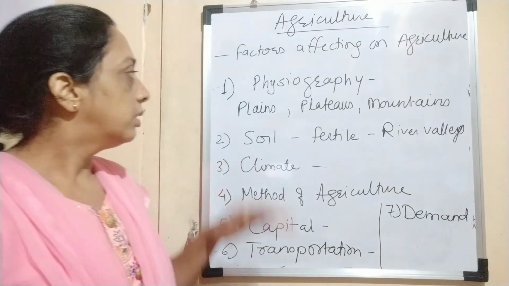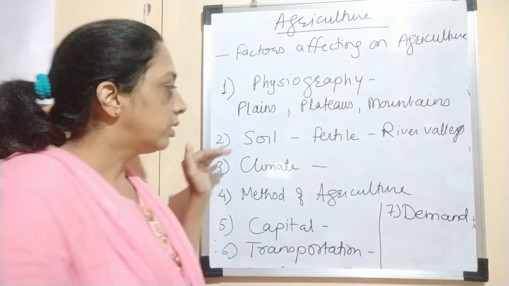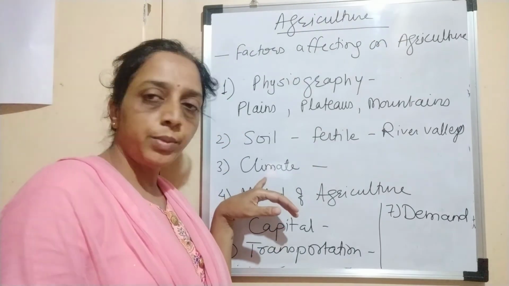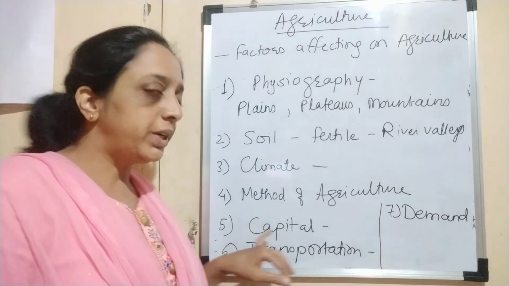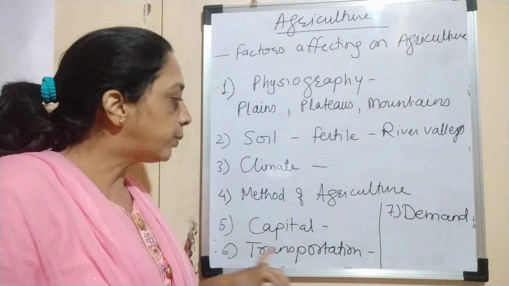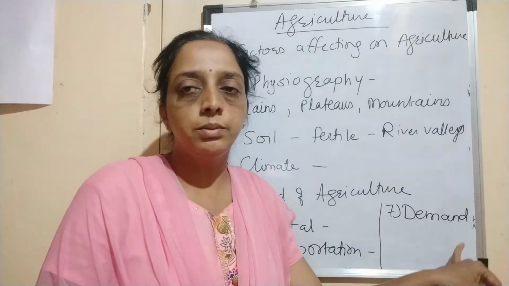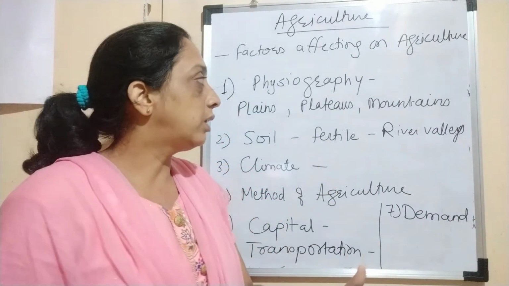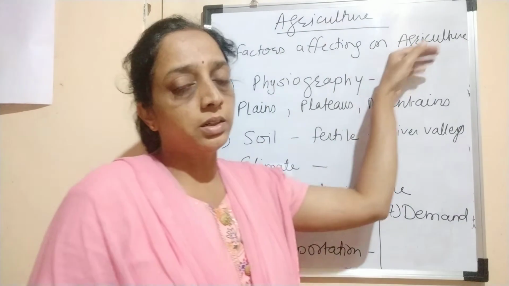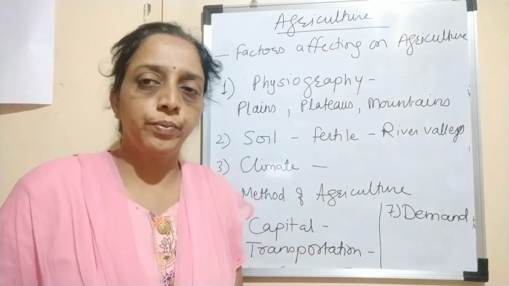So physiography, soil, climate, method of agriculture, capital, transportation and demand of product, these are the major factors which are affecting agriculture.